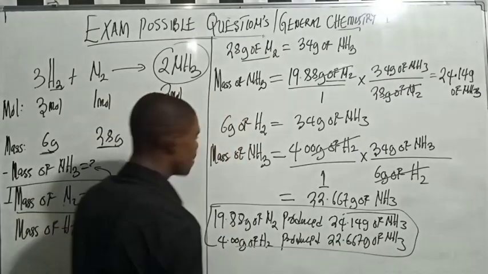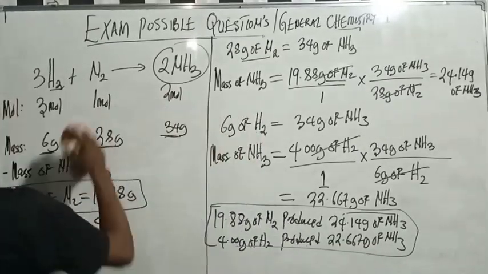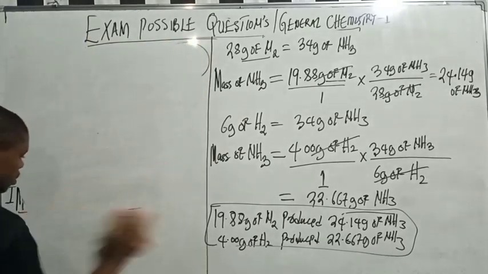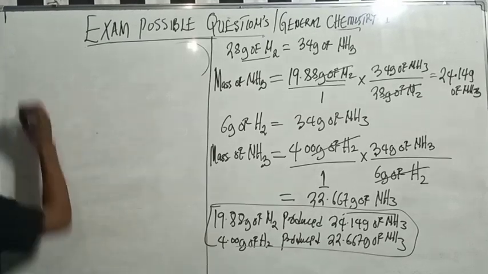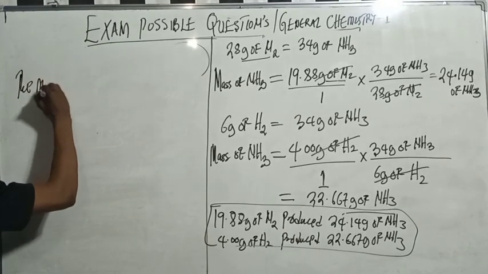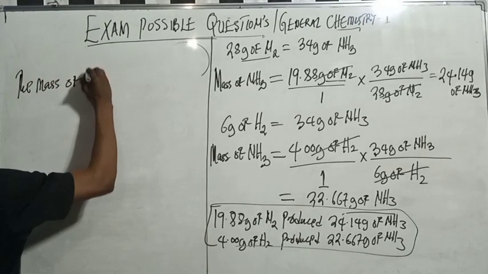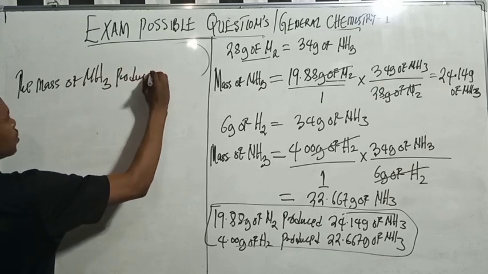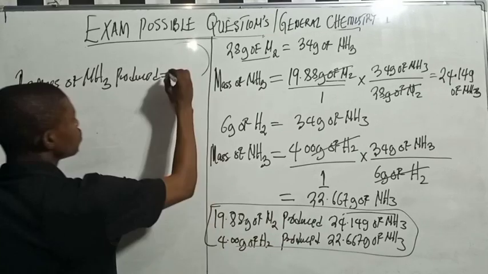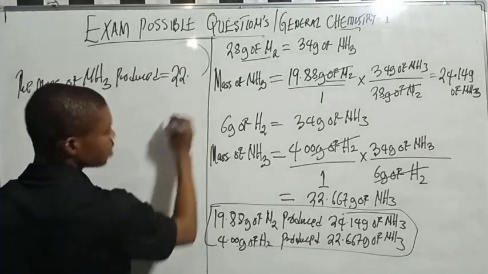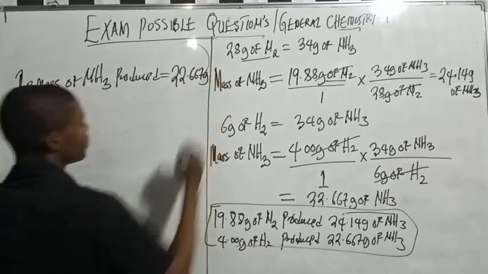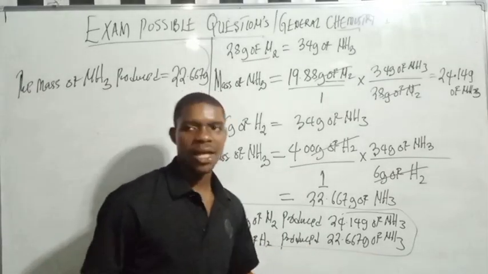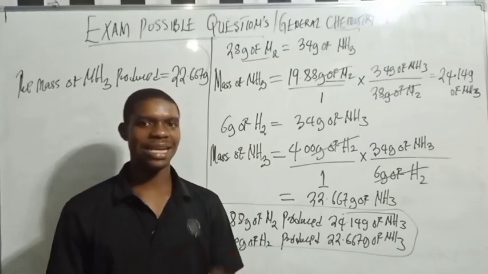So now, the mass of NH3 produced is equal to 22.667 gram. That is it. Now it is the smallest amount. Do you get that? Now for me, I can get the limiting reactant and the reactant in excess.